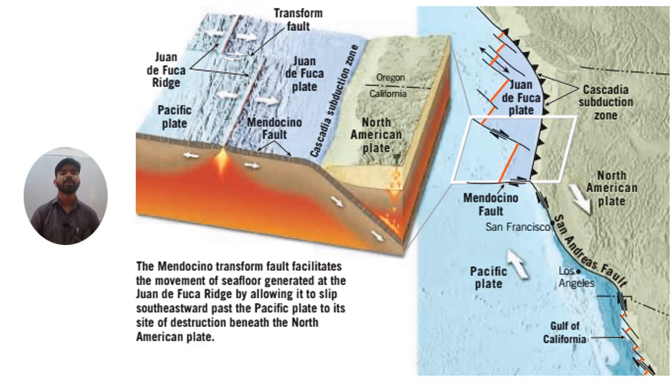Like the Mendocino fault, most of the transform fault boundaries are located within the ocean basin. However, a few cut through continental crust. Two examples are the earthquake-prone San Andreas fault of California and New Zealand's Alpine fault.